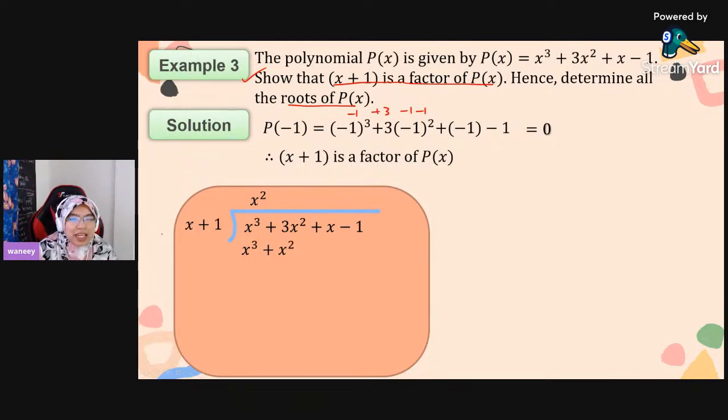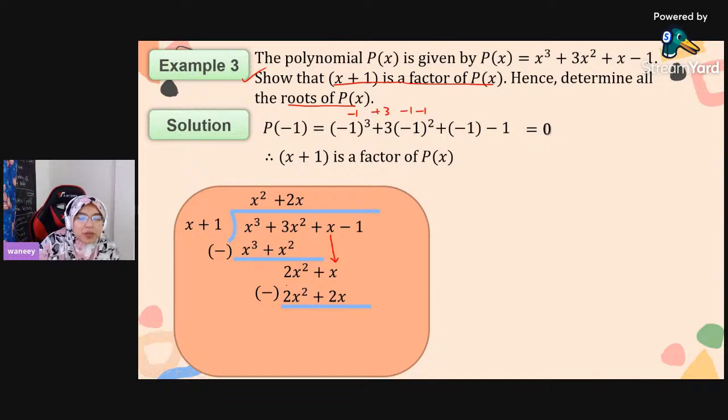Then of course you need to deduct them. So we got 3x squared minus x squared, which becomes 2x squared, and then we simply copy down the x below. So x multiplied with what in order to get 2x squared? Of course we need to multiply with positive 2x. Don't forget about the sign. So x multiplied with 2x is 2x squared. 1 multiplied with 2x becomes positive 2x. And then, of course, minus everything.